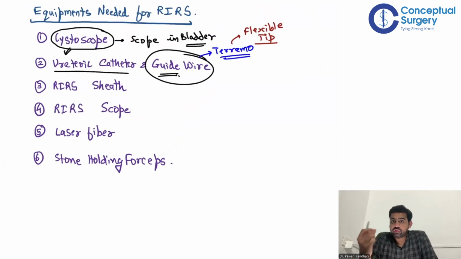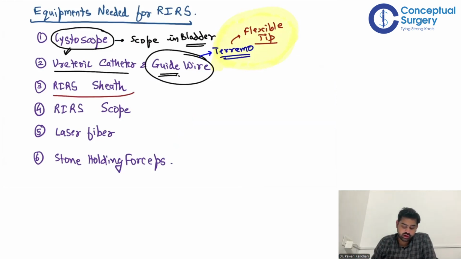The importance of the flexible tip is that if it had a stiff tip, it could cause an injury to the mucosa, or it might injure the ureter and go out. Now you understand my point? So that is why we use a guide wire with a flexible tip, which is called a Terumo guide wire. Okay, I don't know whether you have seen it or not. I'll try to show it to you. That's fine. Okay, what else do you need?